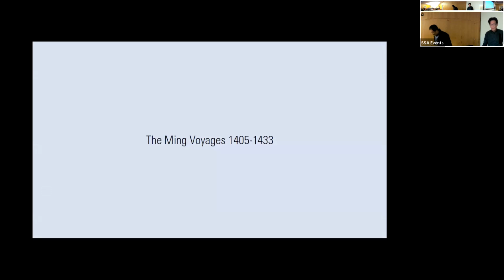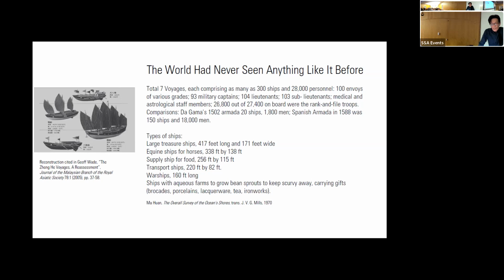Okay, so I'm going to begin with the Ming voyages between 1405 and 1433. I want to say that the world had never seen anything like it before. There were a total of 7 voyages, each comprising as many as 300 ships, some smaller and some bigger, and 28,000 men on those voyages. That included 100 envoys of various grades, 93 military captains, 114 lieutenants, and so on and so forth.